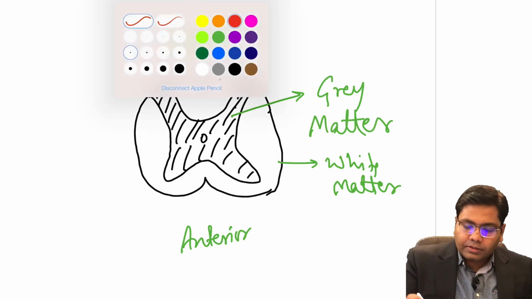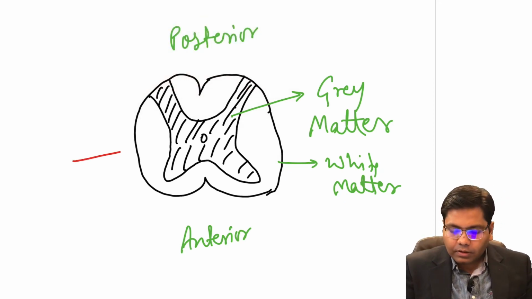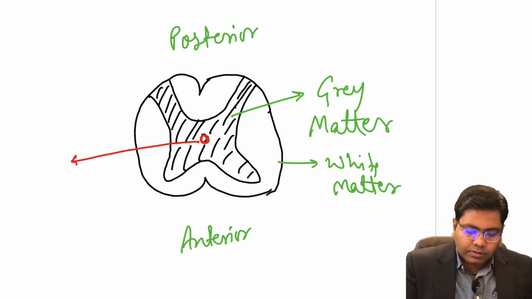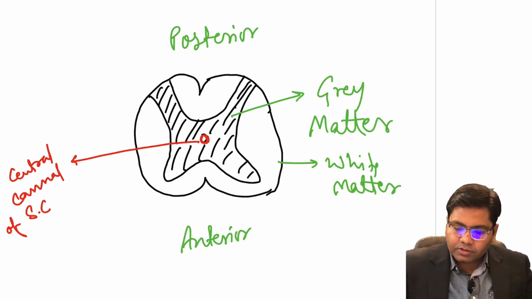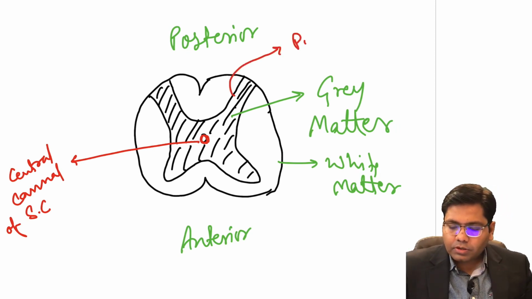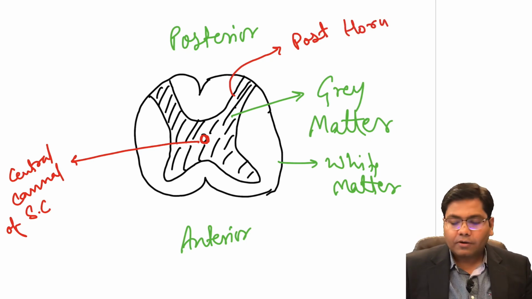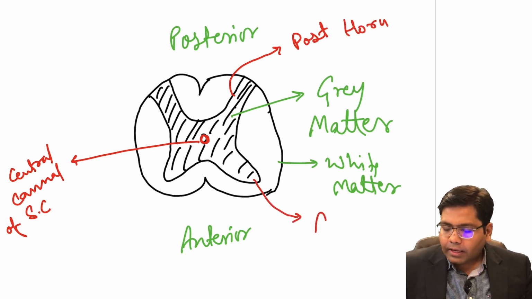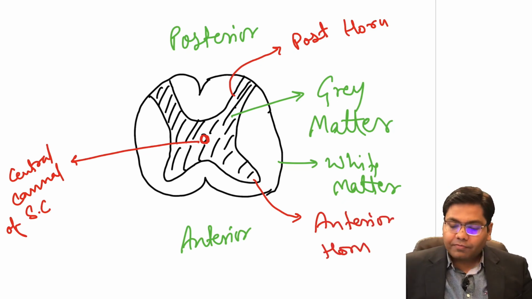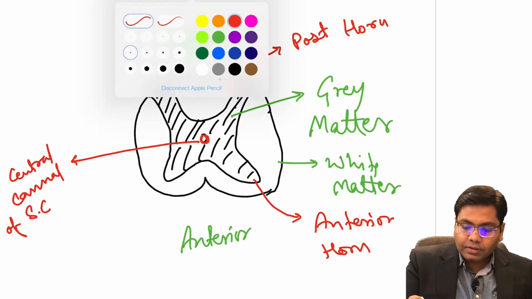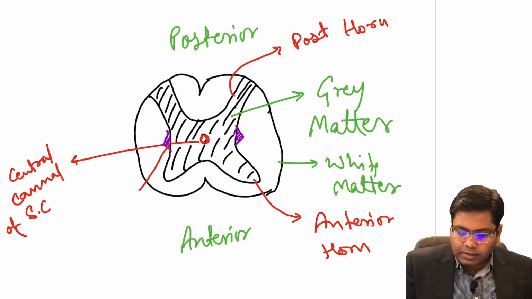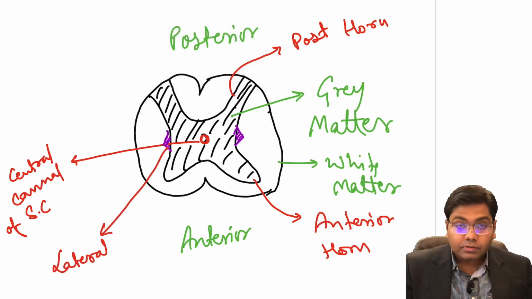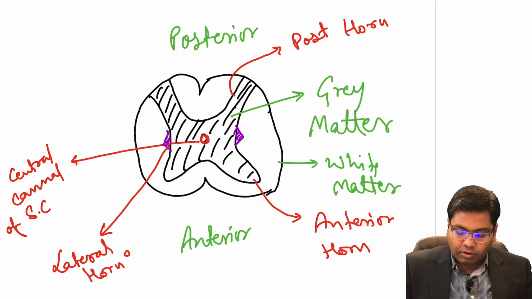If we write about some terms in the spinal cord, there is a canal you can see over here. This is the central canal, and if you see this gray matter, this is the posterior side. So this is the posterior horn of the spinal cord, and this is the anterior horn of the spinal cord. My dear friends, you should also know that there is one more horn, in the lateral side. This is the lateral horn of the spinal cord.